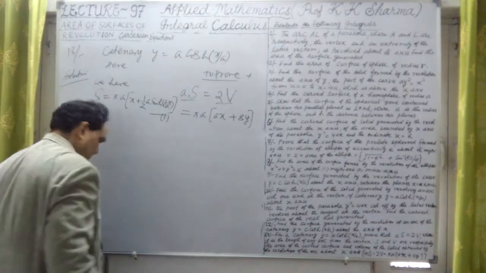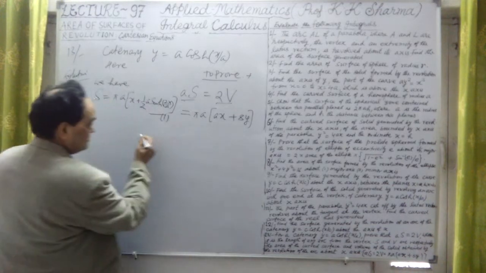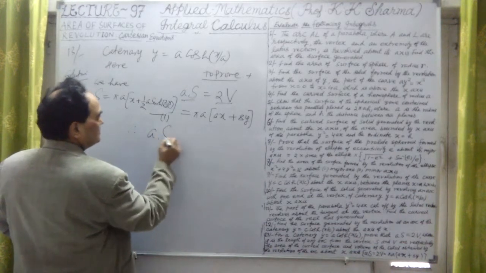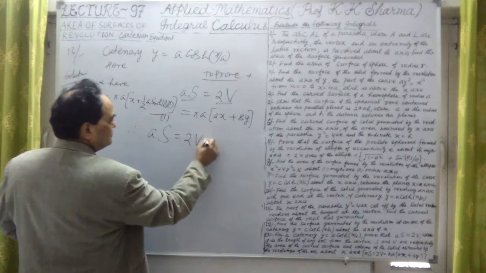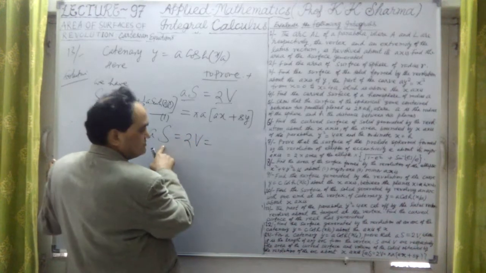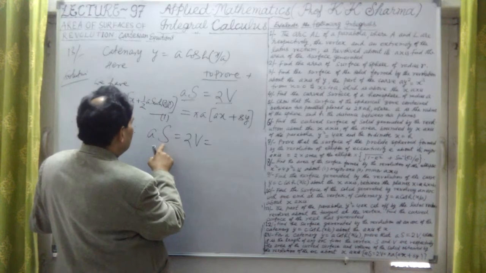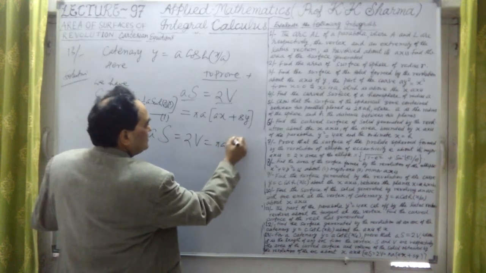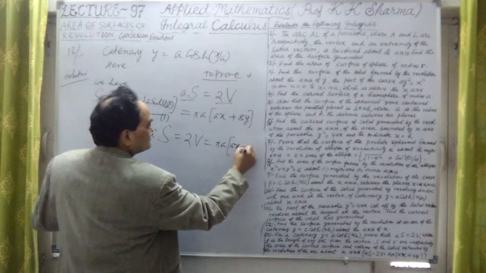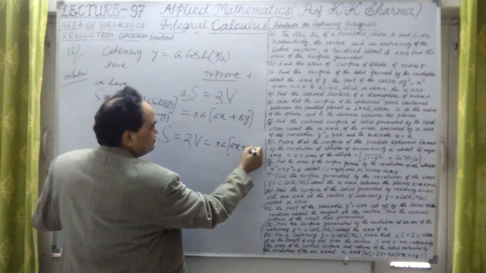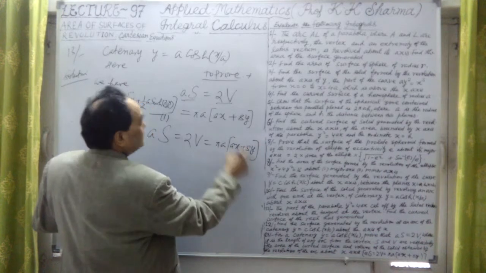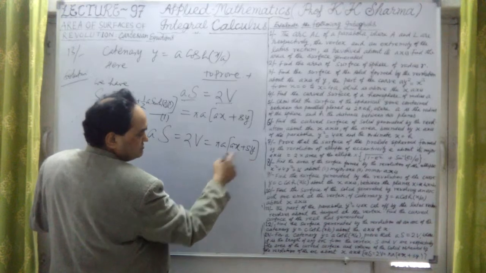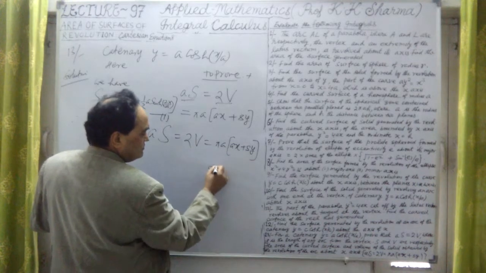Therefore, A into capital S equal to twice into V, volume here. This is S, the area of the surface, area of the surface is equal to pi into A, within bracket it is A into S plus small s into y. Y is this value. Small s is the length of the arc, which I just calculated from ds upon dx.